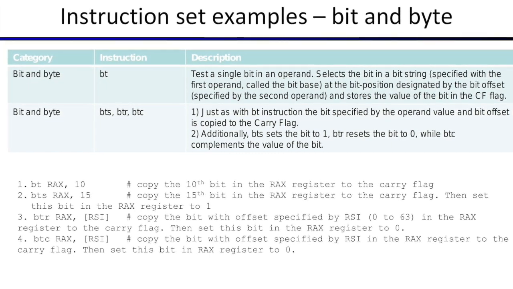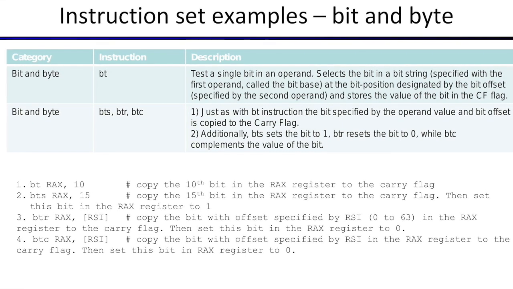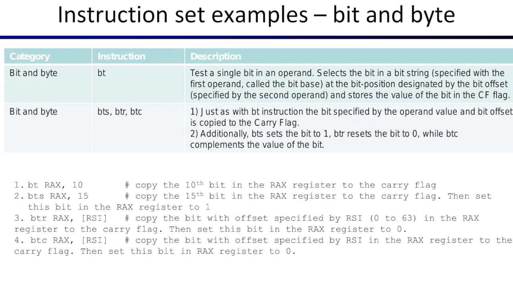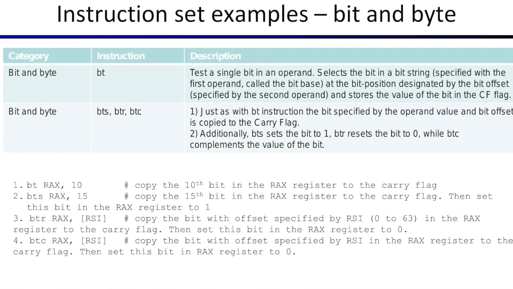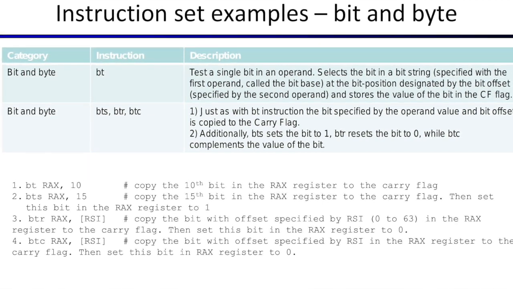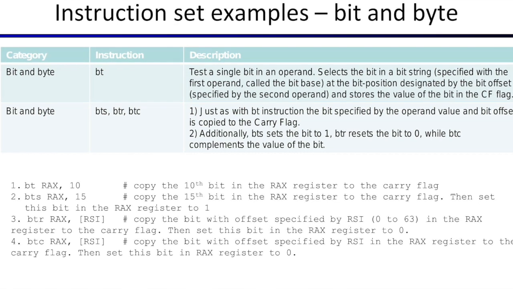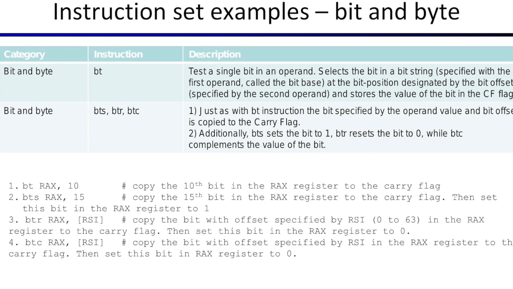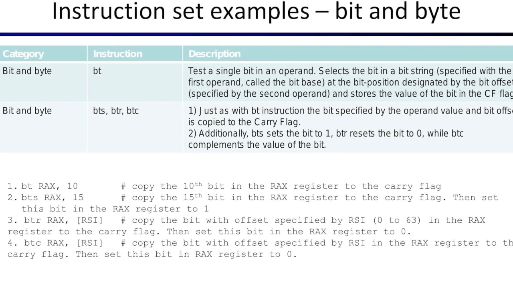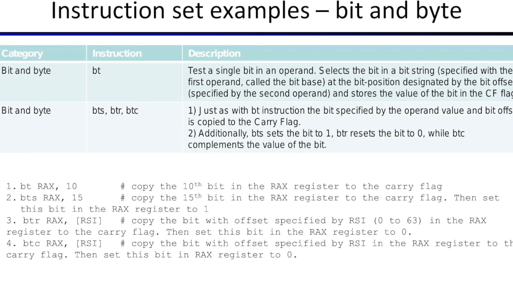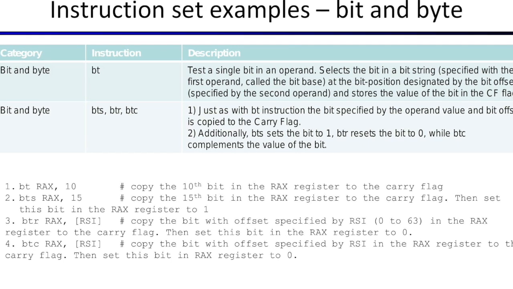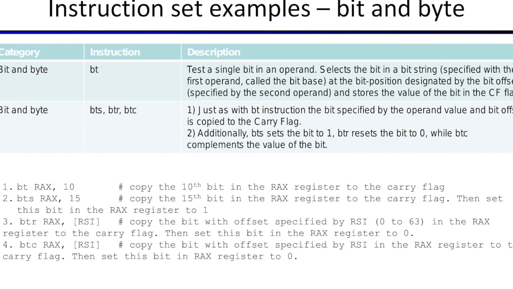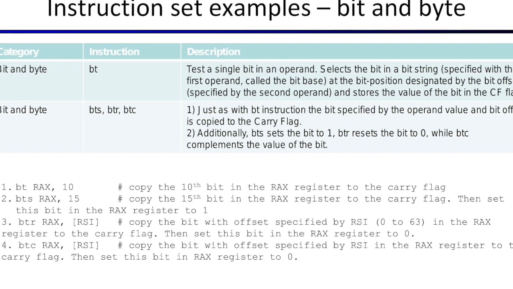So in the first example here, we do BT RAX comma 10, which means the bit at the 10th location in the RAX register. What this operation will do, BT, is copy that 10th bit in the RAX register and move it to the carry flag. So it just moves it to the carry flag. That's it. How does that help? In another instruction, you will be able to test the carry flag and make some conditional choices after that.